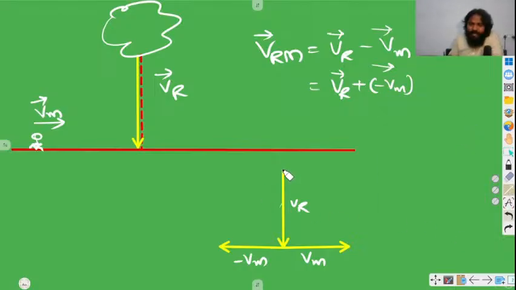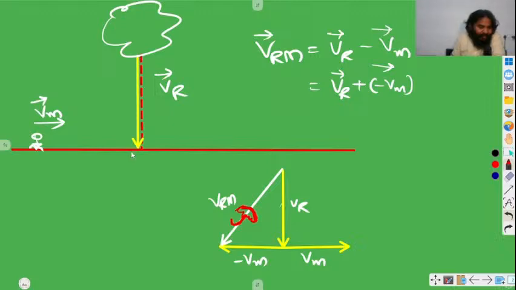tail to tail, head to head, right? Tail to tail, head to head. This is the velocity of rain with respect to men, right? This is the velocity of rain with respect to men. And here what you have to do is hold the umbrella in this direction such a way that you can escape from the drenching of rain.